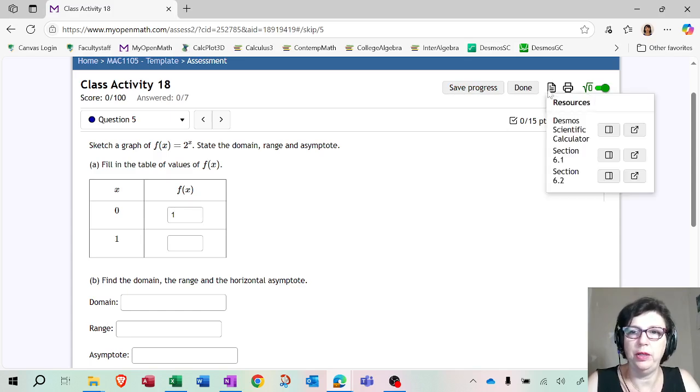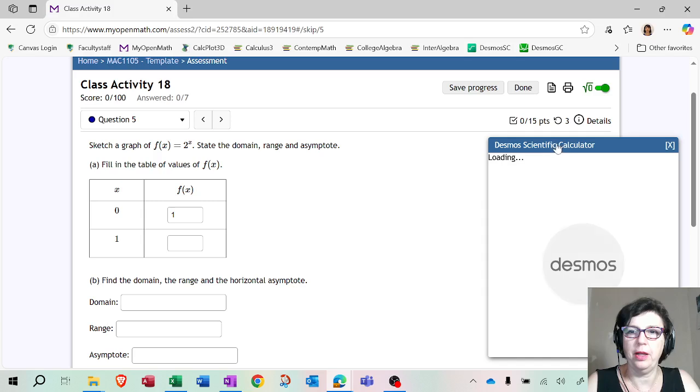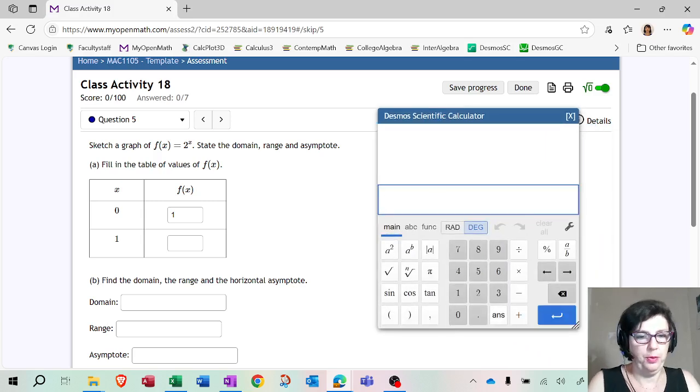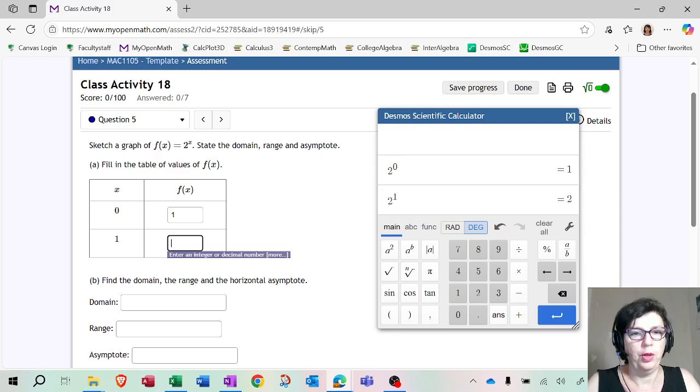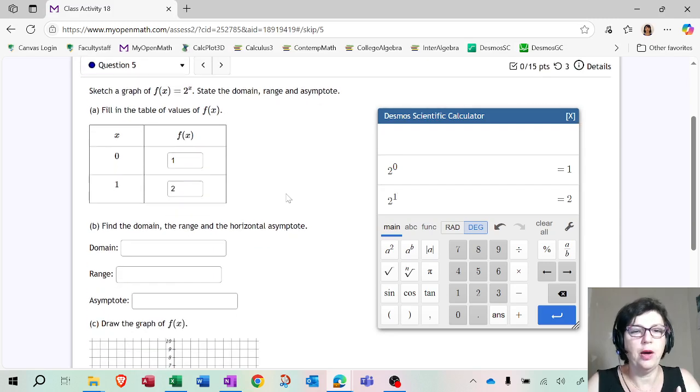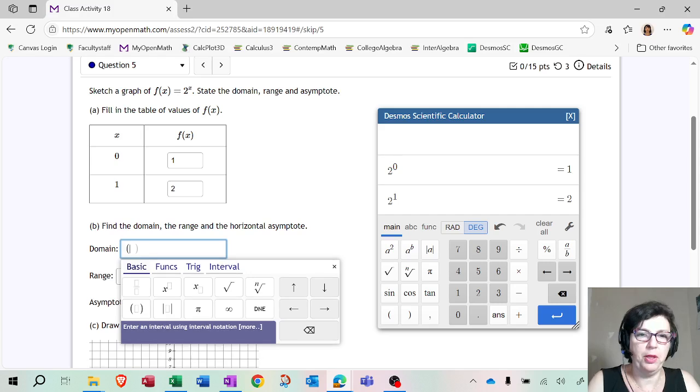And if you're wondering if that's the case, you can just open the calculator and compute that in the calculator. Now, at 1, this would be 2 to the power 1, which is 2. Okay, so there's our 2 points. Now, in terms of the domain, for exponential function it is all real numbers. So it's just going to be the whole real line from negative infinity to positive infinity. And you have infinity here in the toolbar if you need it.